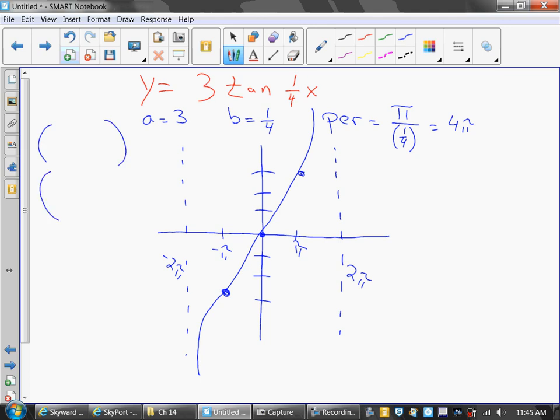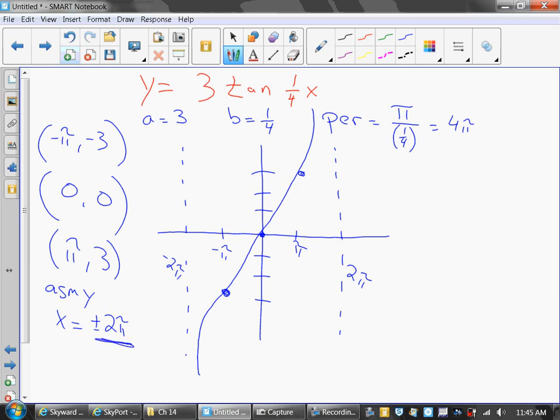And to keep you honest: negative pi, negative 3, 0, 0, pi, 3, asymptotes x equals plus or minus 2 pi. Now, depending upon what the shift may be, which comes tomorrow, you might not get identical valued asymptotes on either side. You might have to actually write them down. One of them could be at pi over 2, the other one could be at negative 3 pi over 2, depending on what the shifts are. Okay.